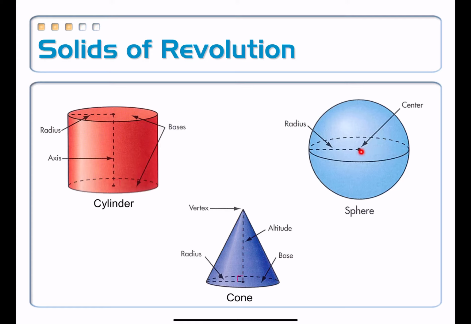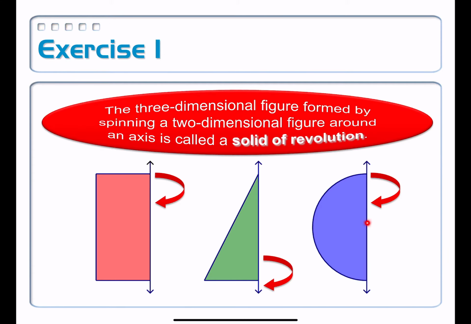So another definition for a sphere is that it's the set of all points in space that are equidistant, the same distance away from a single point in space called the center point. We can find the center point on here because it would just be the middle point or the midpoint of that axis, right about there.